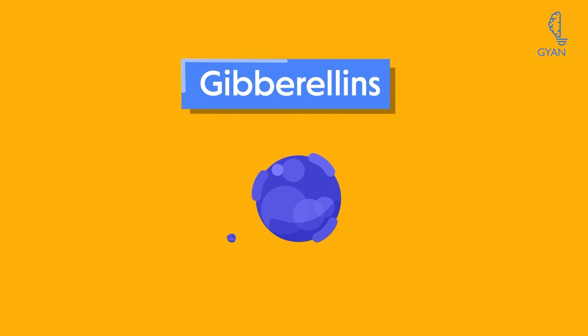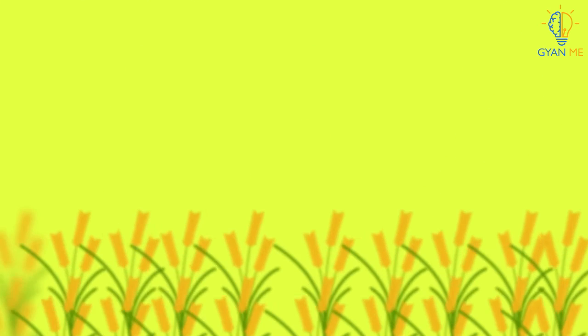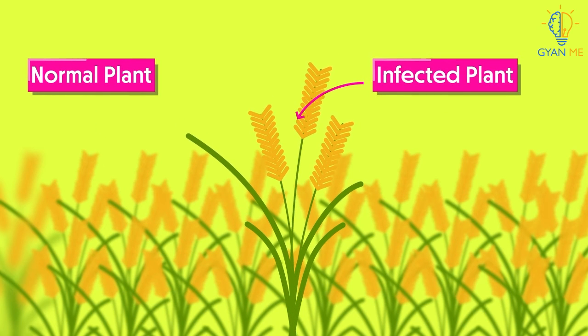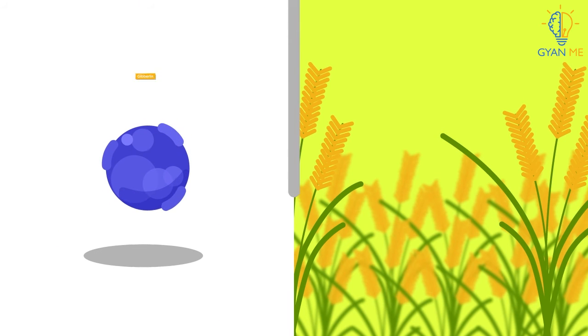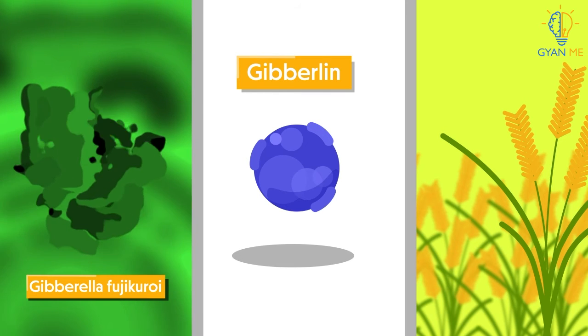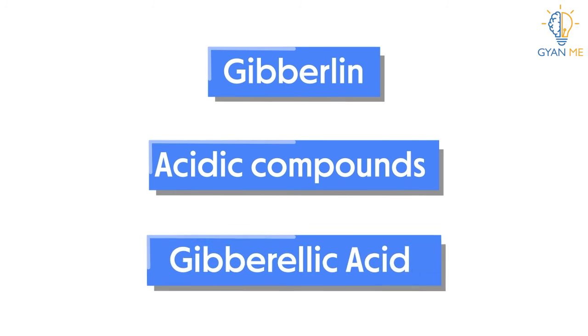Gibberellins are the most evidently found plant hormones. Japanese plant pathologist Kurosawa was trying to find the causes and effects of the fungal infection in the rice plant. He observed that infected rice plants were abnormally tall. It was later discovered that this abnormal increase in height was due to a hormone called gibberellin, produced by the fungus Gibberella fujikuroi. So students, you must have understood how it got its name gibberellin. Since gibberellins are acidic compounds, they are also called gibberellic acid, abbreviated as capital GA.